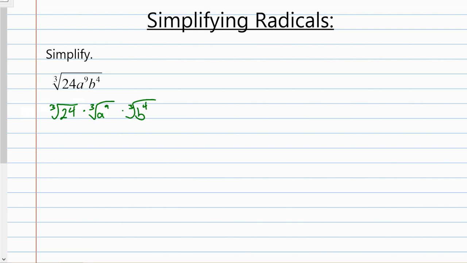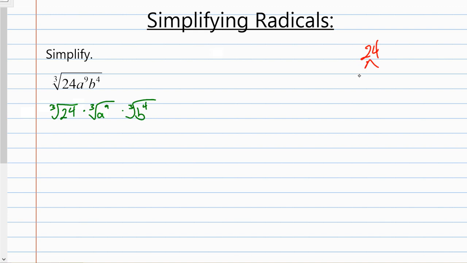This allows me to start thinking about this in smaller chunks. So I could tackle any of these radicals in whatever order I want to. I kind of like to work left to right, that's just sort of how I think. So to simplify my cube root of 24, I am going to do a factor tree. So this could be scratch work somewhere else.